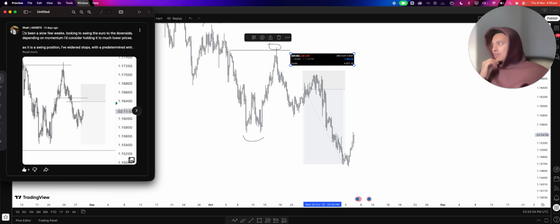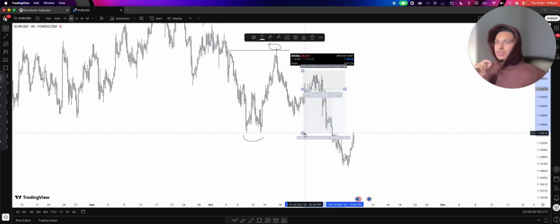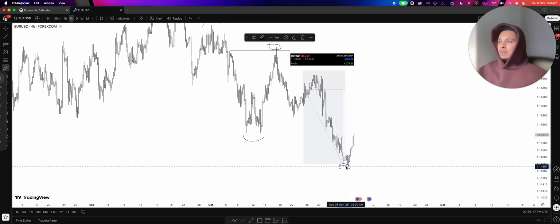If you want to quickly read this paragraph that I sent out, because this screenshot was taken 14 days ago. It's been a slow few weeks, looking to swing the euro to the downside. Depending on momentum, I'd consider holding to much lower prices. The first region I was looking to target was this point for a 1 to just over a 1 to 2. And then based on momentum, I was happy to hold it a little longer, a little lower for 4%.